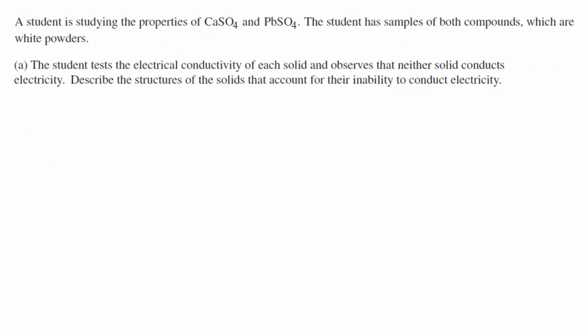All right, next question. A student is studying the properties of calcium sulfate and lead-2 sulfate. The student has samples of both compounds, which are white powders. The student tests the electrical conductivity of each solid and observes that neither solid conducts electricity. Describe the structures of the solids that account for their inability to conduct electricity. All right, so Amelia, what kind of compounds are calcium sulfate and lead-2 sulfate? Are they ionic, covalent? What type of materials are those?